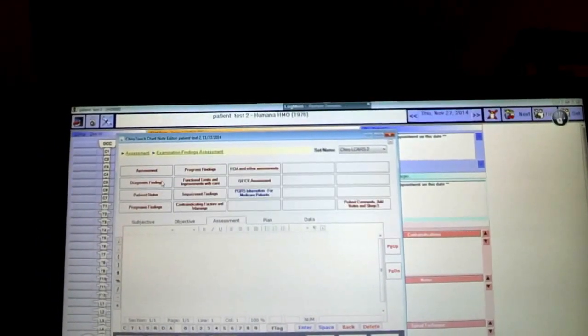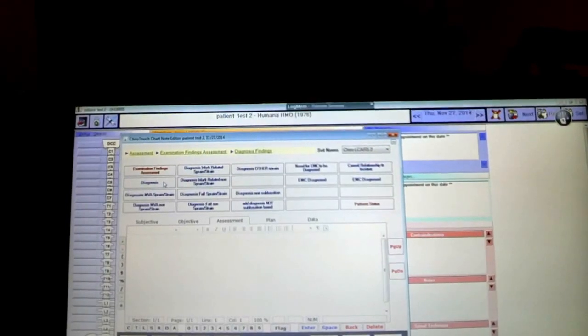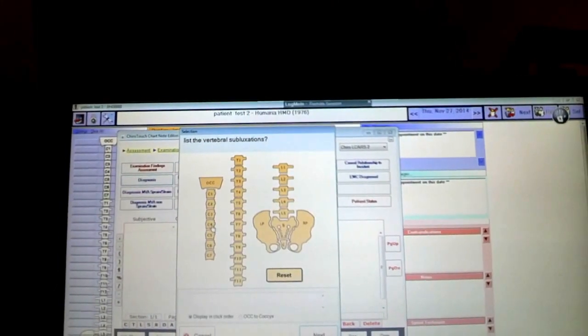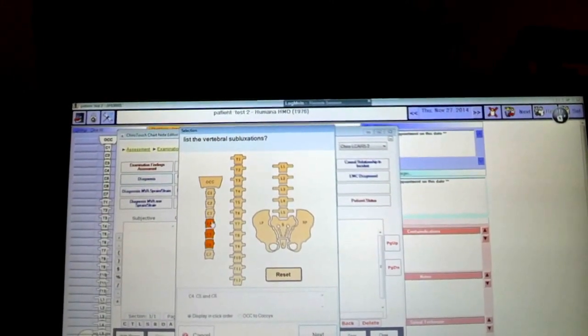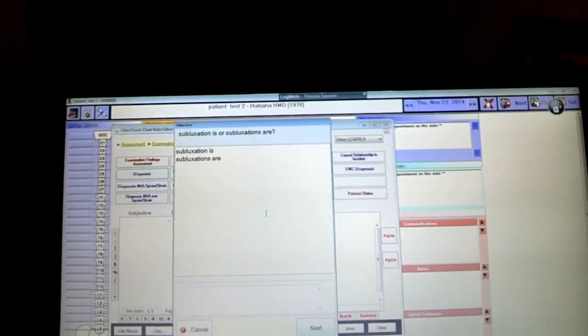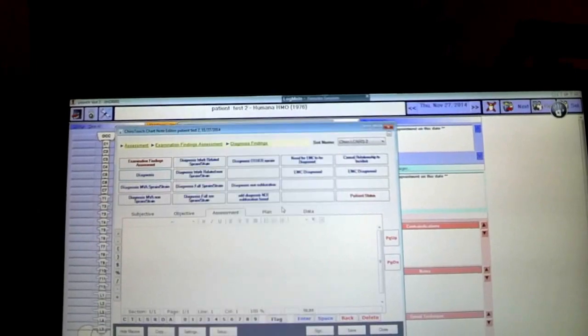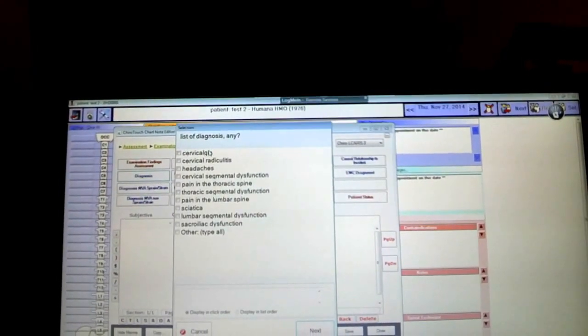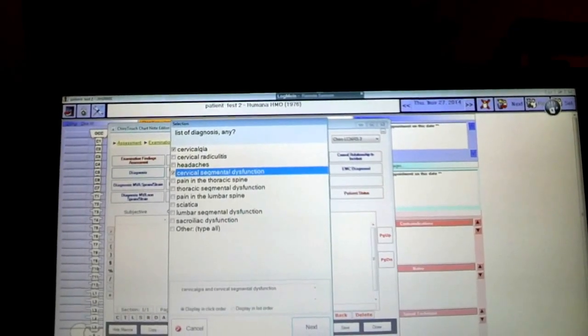We can go under exams, what our diagnosis is. We're going to give this person an individual diagnosis of a subluxation at C5 and C6. Take off C4. And then from there, we can say that these subluxations are related to the diagnoses of cervicalgia, and we'll also put down cervical segmental dysfunction.